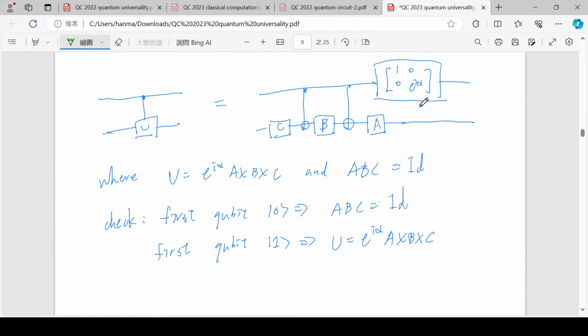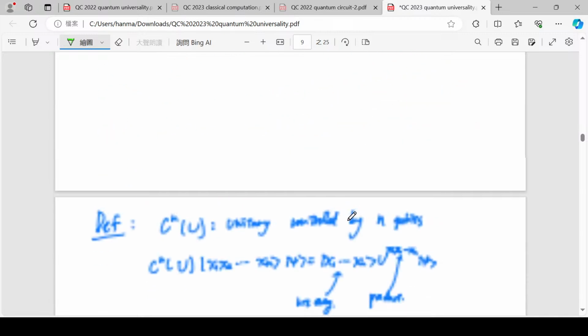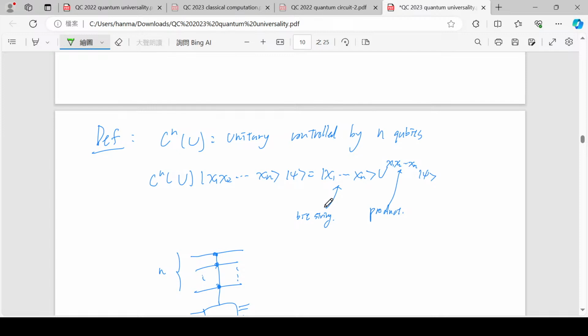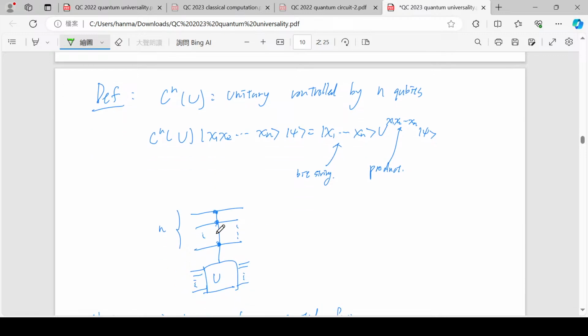Okay, so this is how you do a controlled unitary, and this is one control, and we found out that we can do arbitrary control. So we can think about wanting to control on n different qubits. So we have this C to the n U, and it should be an n plus 1 qubit gate, where you control on the first n qubits, and you do U on the last qubit. And you can write it in this way.